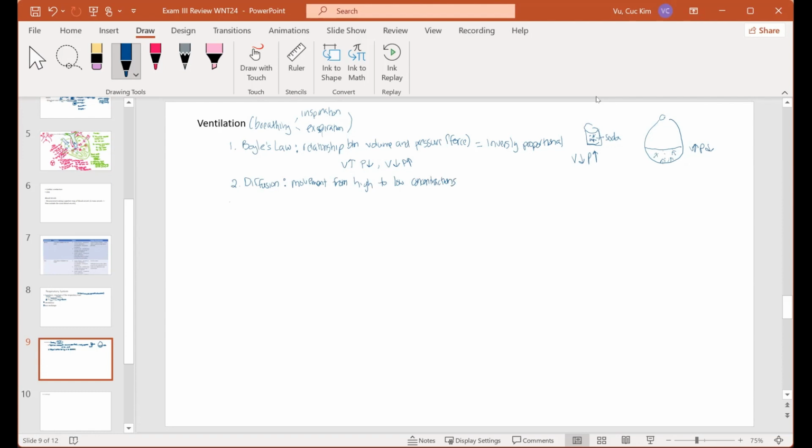Then the third thing that we have to know about ventilation, besides Boyle's law and diffusion, are the main muscles that play a role in ventilation. What are the main muscles that play a role in ventilation? There's several, but we kind of focus on two.